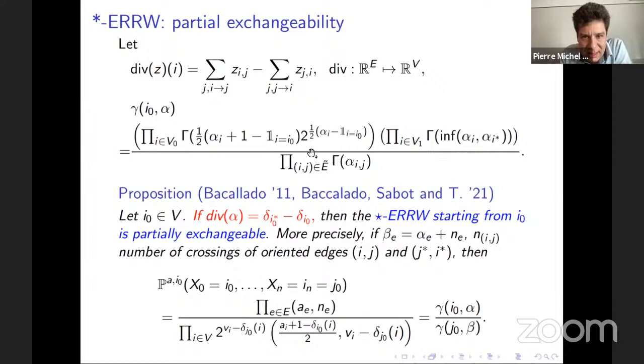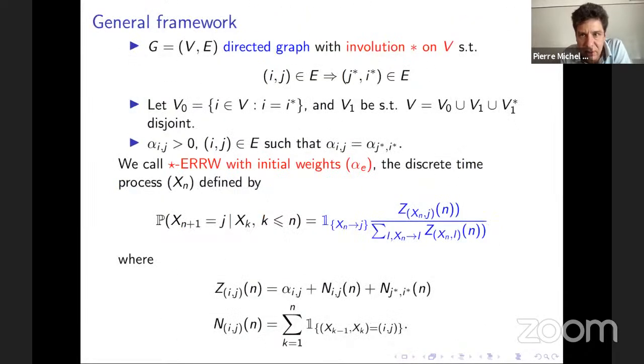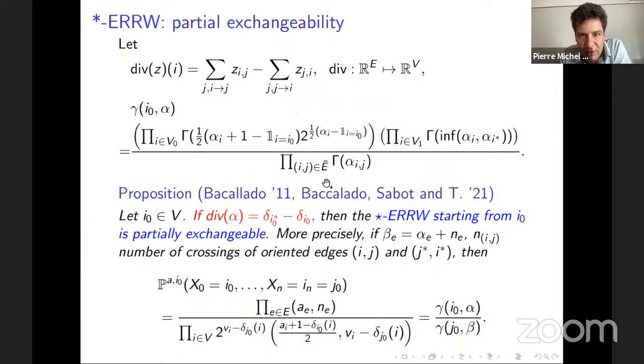So the E tilde here is an equivalence class. Basically, E tilde corresponds to the fact that you just take one element out of ij and j star, I star, so you don't take it twice. Because otherwise you would have twice a gamma of alpha ij. So here you have partial exchangeability, but for that exchangeability you need some initial assumption.